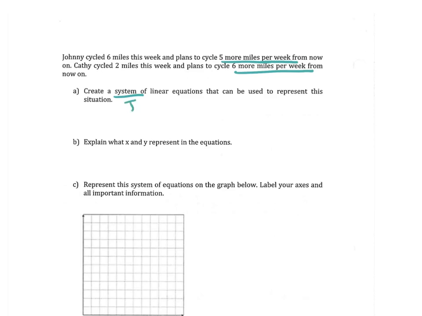So I'm just going to say for Johnny, and then for Kathy. All right, so I'm going to put these in slope-intercept form. I'm going to use y for like their total.